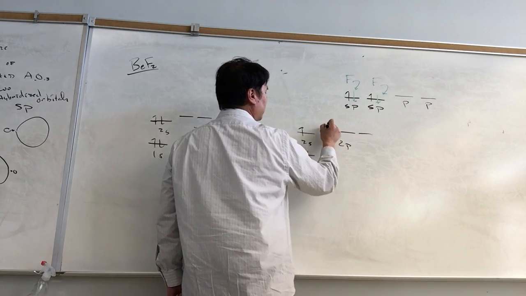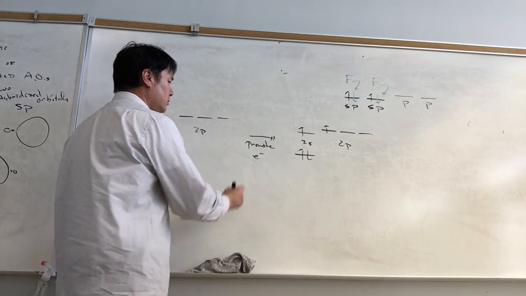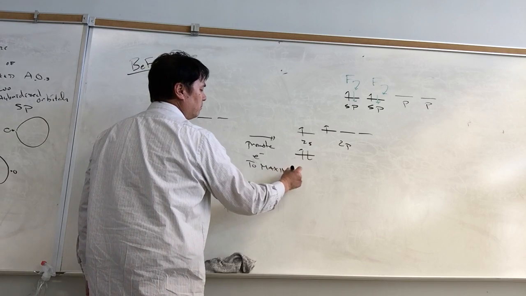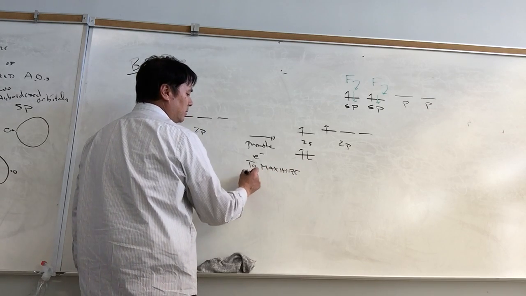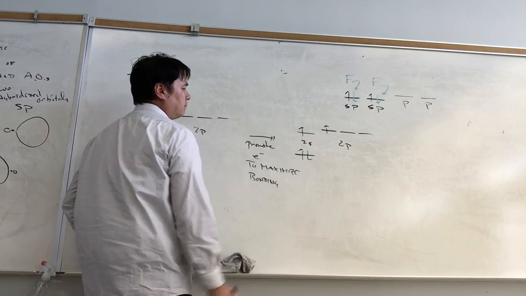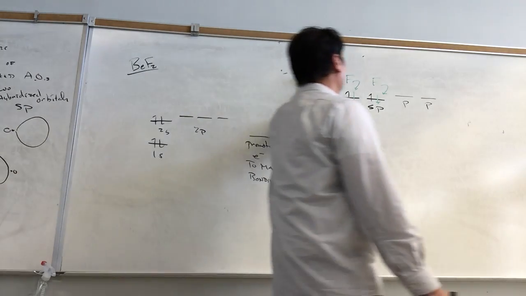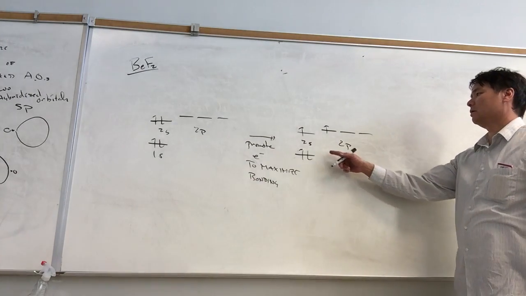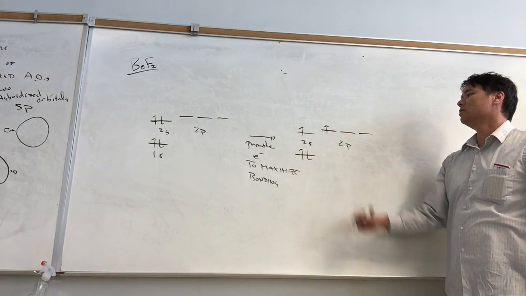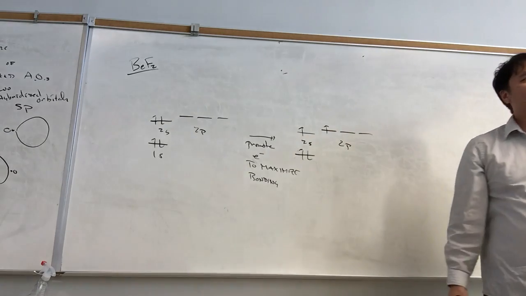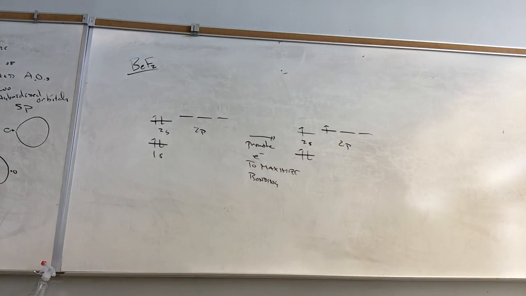So why would we promote it? Well, we promote the electron to maximize bonding. The more bonds we can form, the more stable the molecule should be. And so even though there's a cost associated with that, the return in energy is well worth the cost of promoting. This is the same thing that happens with the exceptions in electron configurations.